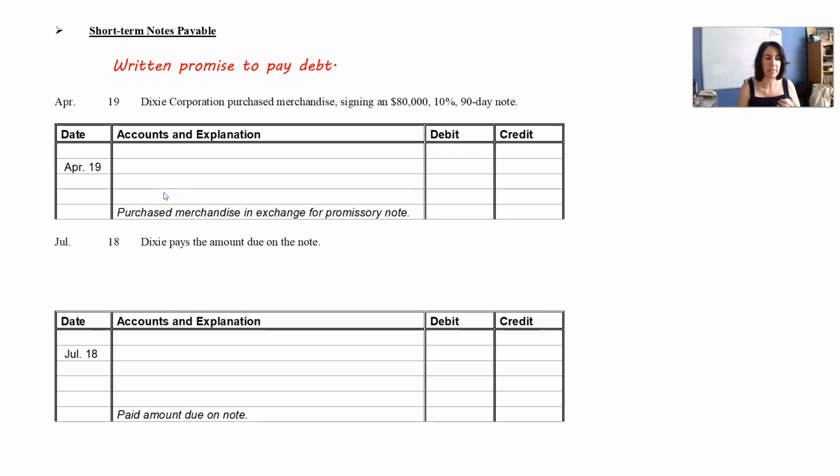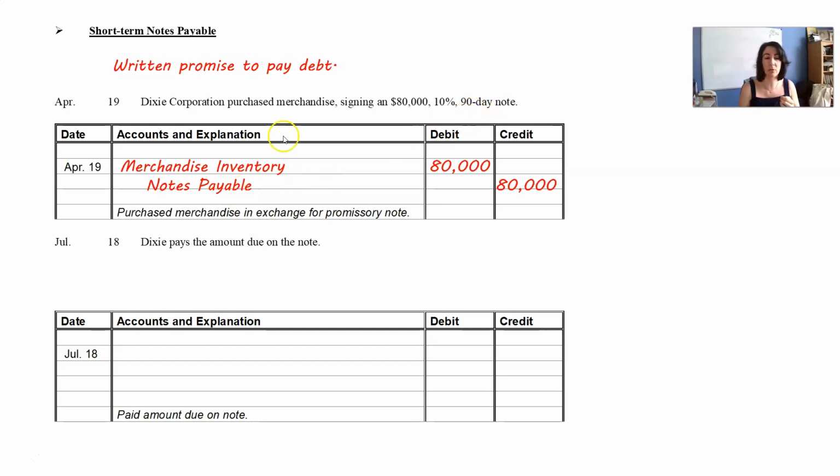We're going to record the pieces of it, right? We've got a debit to inventory. We got $80,000 worth of inventory, and we have a note payable. The interest rate doesn't play in just yet. All right, so now let's say that we have a liability, and it's a note payable. Remember, notes can be short-term or long-term. It all depends on the time period.